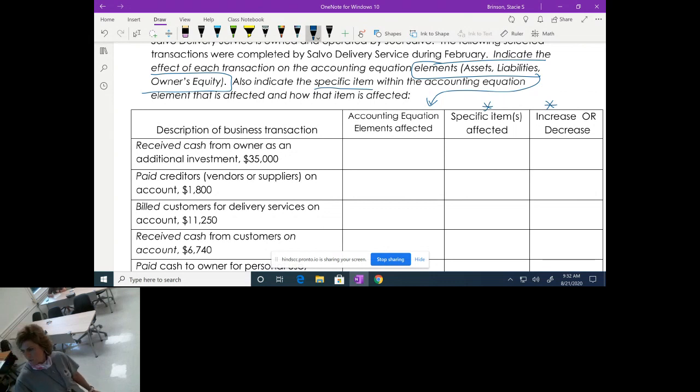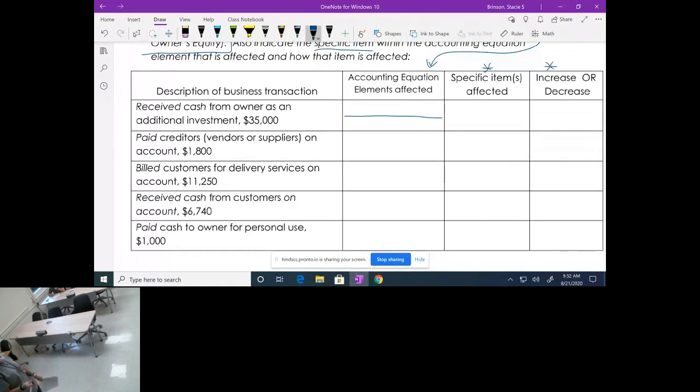I'm going to put a line in the middle because you're going to have two parts to every one of these. All right, so the first thing we've got is received cash from the owner as an additional investment. So what do y'all think? What do you see in here that you could specify? Owner's equity. Owner's equity, yeah. What about, since there's two parts to every transaction, what would the other part be? It's an increase in the assets. It is. Which one? It's cash. Well, you're right, and you're not wrong. We just got to get more specific.